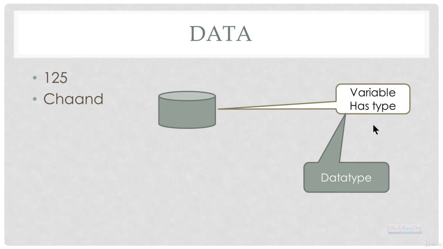To summarize, variable is a space in memory, and we have to specify the type of data for the variable in order to store the data.